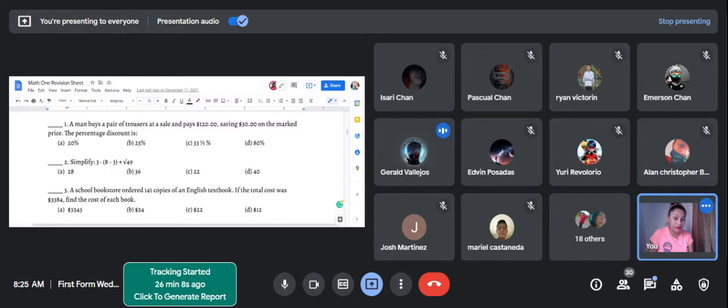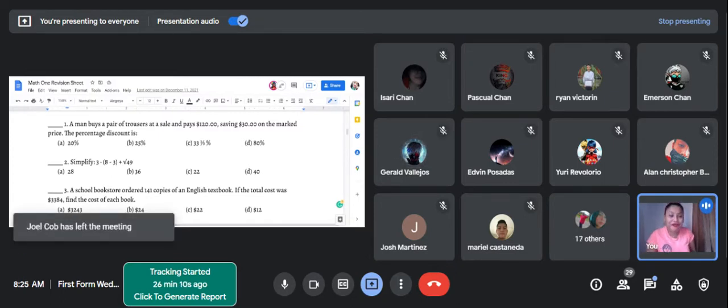Miss, is it multiplied by 100? Okay, very good. We multiply by 100 because that is how we change something to a percent. But what are we going to multiply by 100?